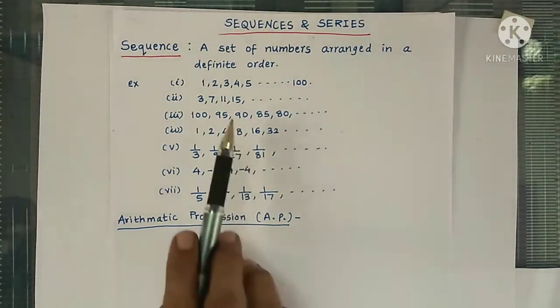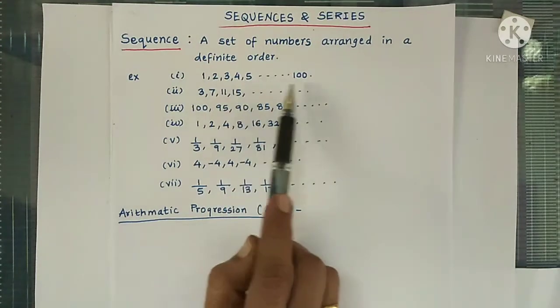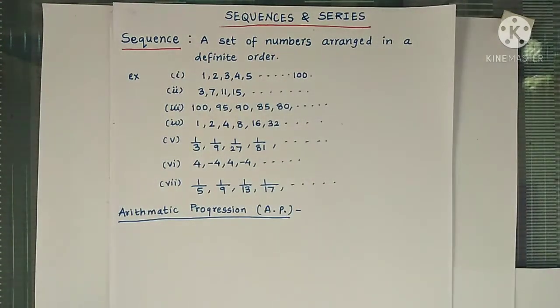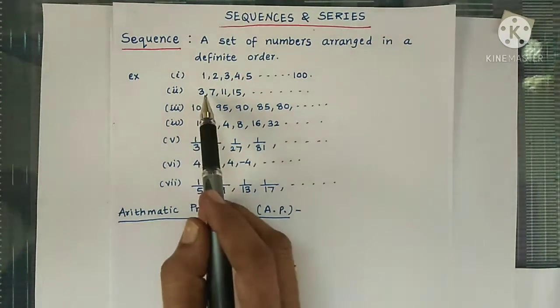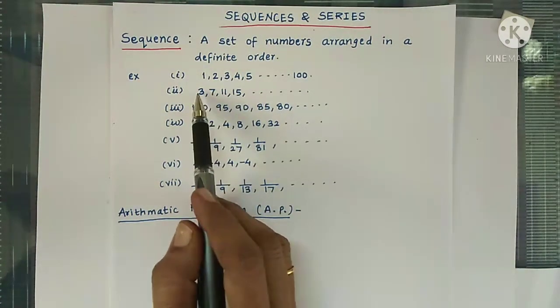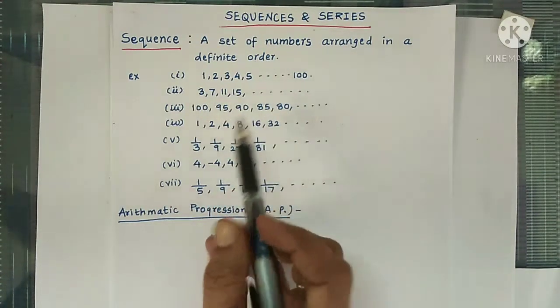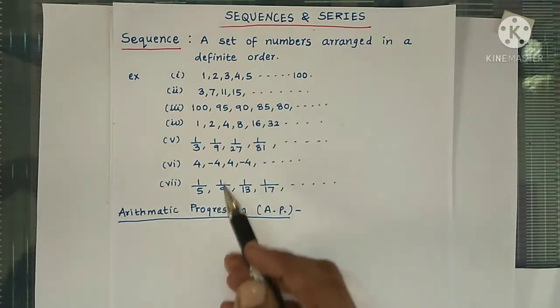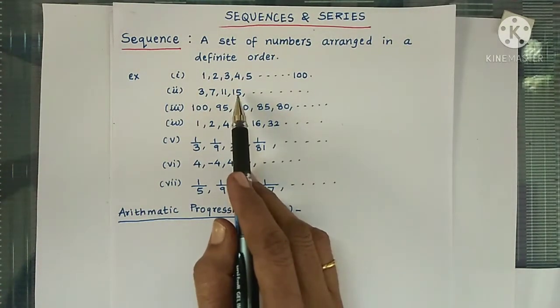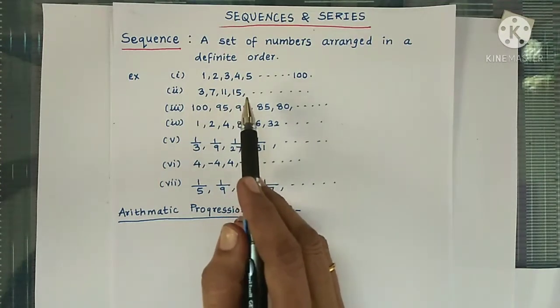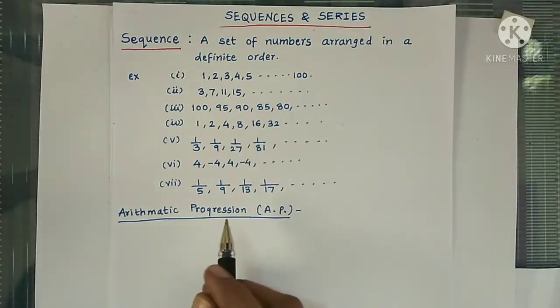In the first example, it is given 1, 2, 3, 4, 5 up to 100. So these are natural numbers from 1 to 100. Adding 1, we get the next number. The second one is 3, 7, 11, 15 and so on. We can see here that the difference of two consecutive terms is constant. 7 minus 3 is 4, 11 minus 7 is 4, 15 minus 11 again 4. So we can find the next term by adding 4 to the previous term. So here the next term will be 19. Then adding 4 again we will get the next term 23 and so on.